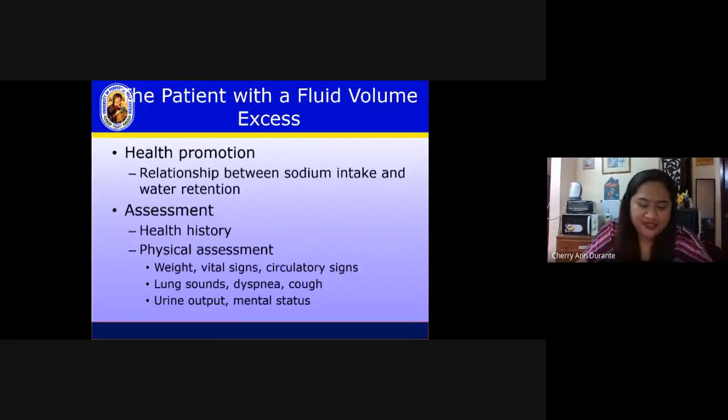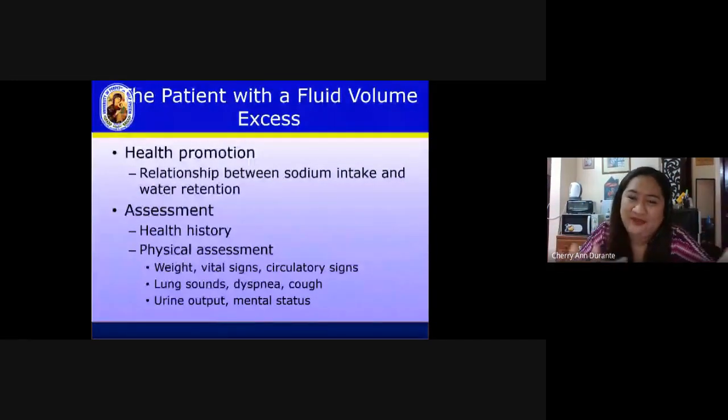Okay, so health promotion. So you have to instruct the patient about the relationship of sodium intake and water retention, because the more sodium that you take in, the more water you will retain. Kasi alam natin, di ba? So, ibig sabihin, meron ka rin sodium restrictions. Kasi alam natin, sodium is hydrophilic. Kung nasan siya, nandun si tubig.